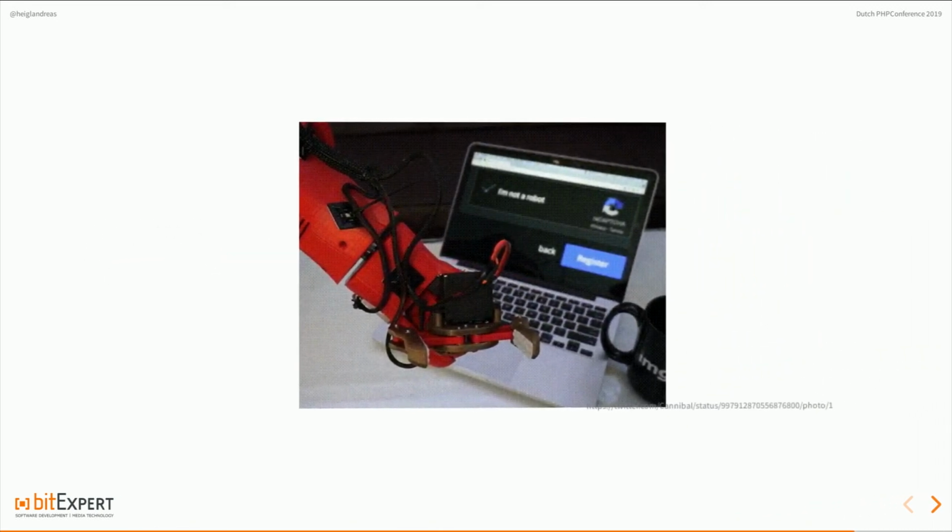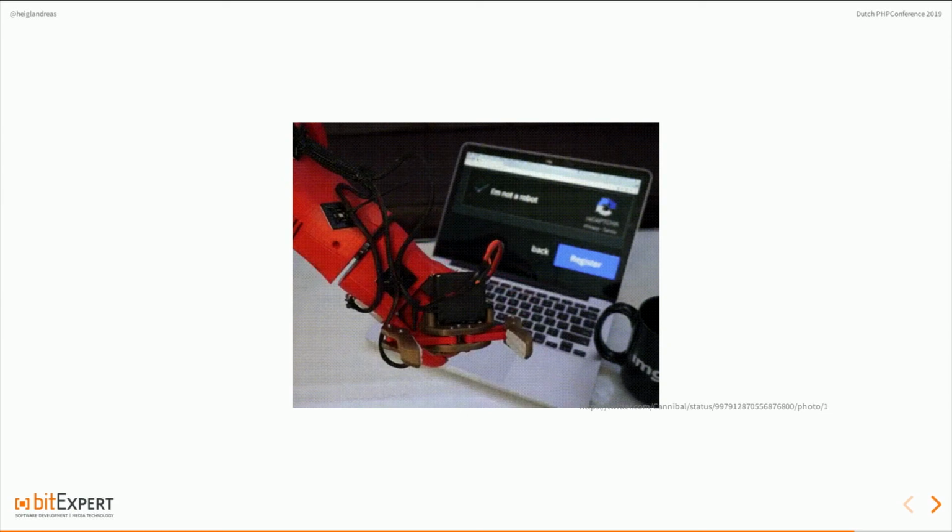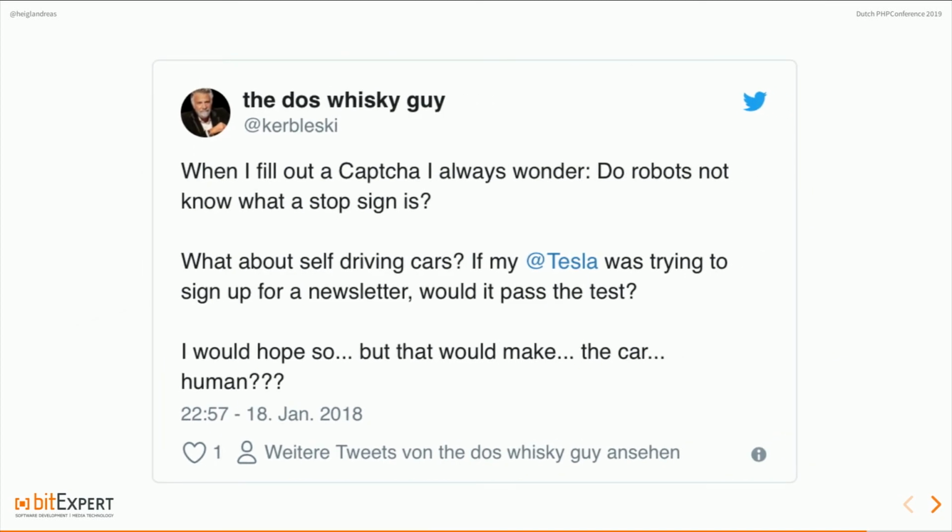Okay, CAPTCHAs. Oh, sad that that doesn't work, but that robot actually solves the CAPTCHA. When I have to solve a reCAPTCHA, like which of these pictures has a traffic light on it? That means when I can distinguish a traffic light from something else, I'm a human being. What does that make with a Tesla? Is that also a human being? Because they should be able to distinguish traffic lights from something else. So that is a bit weird, is it?